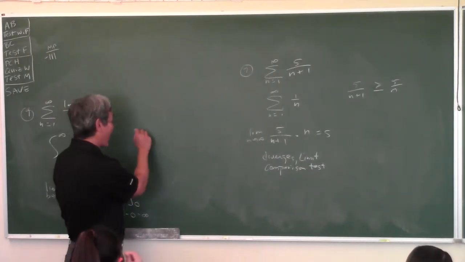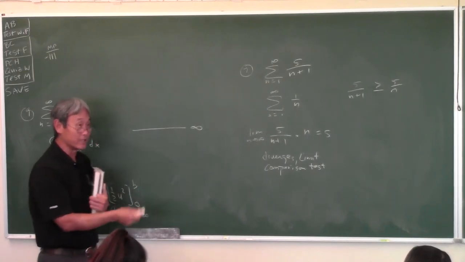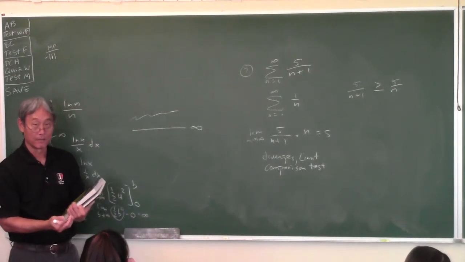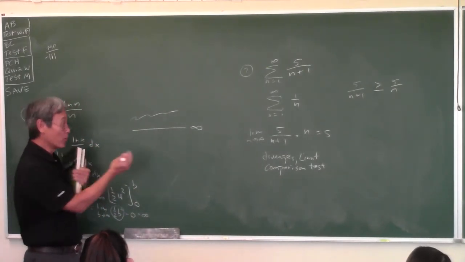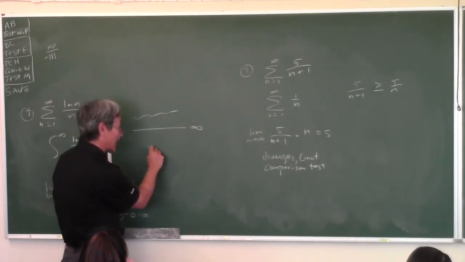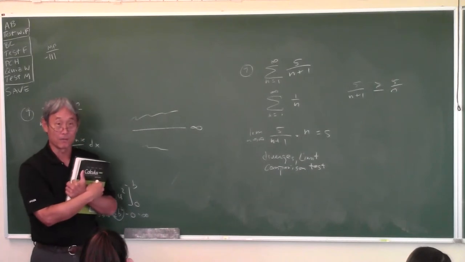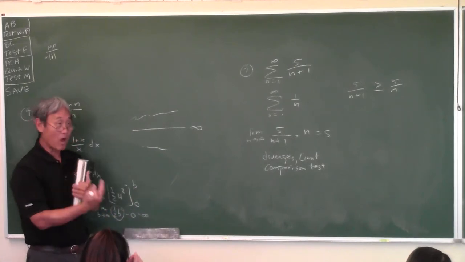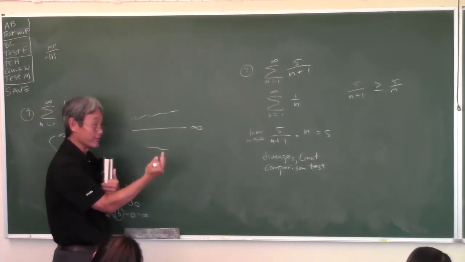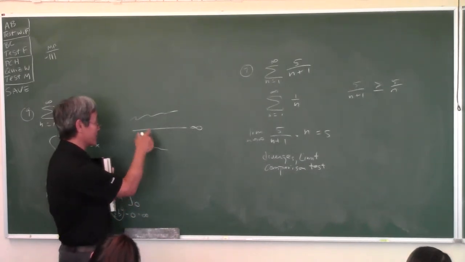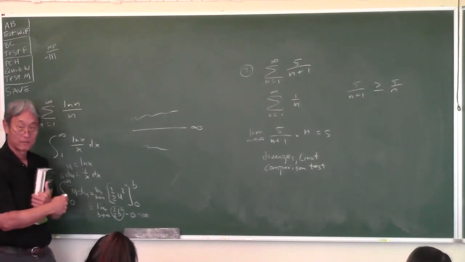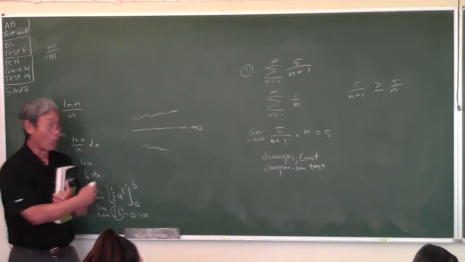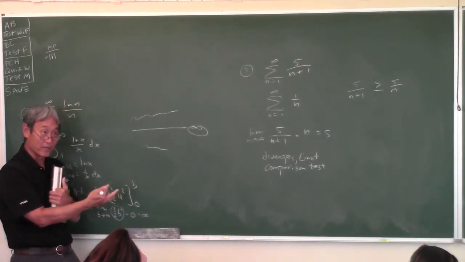Because if you have something that diverges to infinity, and you can show that another series is bigger than that, what's bigger than an infinite sum? Another infinite sum. But if you prove that another series is less than this one, what is less than an infinite sum? It could be another infinite sum, or it could be a finite number.